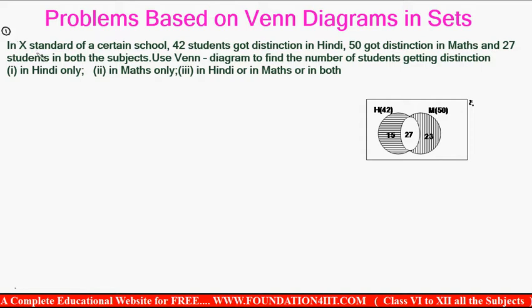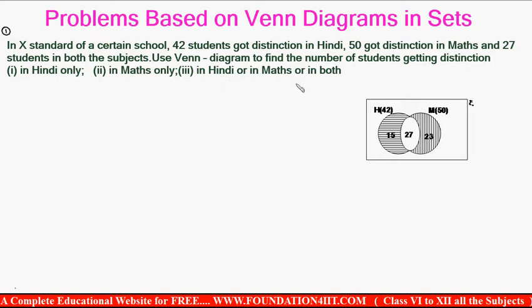First one. In 10th standard of a certain school, 42 students got distinction in Hindi and 50 got distinction in maths. So this is about two sets. One is Hindi and one maths. I kept one diagram also here. And 27 students in both subjects they got distinction. Use Venn diagram to find number of students getting distinction only in Hindi, only in maths, in Hindi or maths or in both.